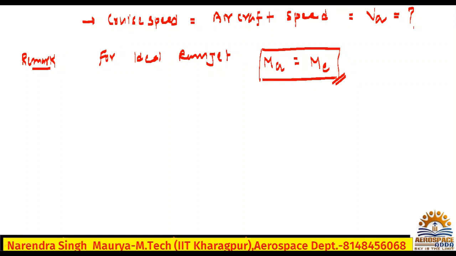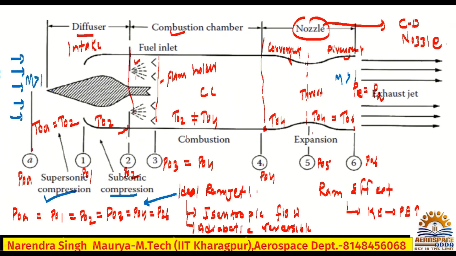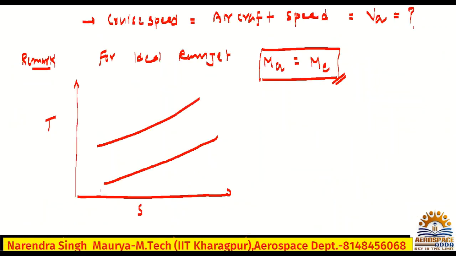Anyway, if you want to draw the TS plot for the previous, you can draw it. This is the TS plot for the ideal ramjet. So obviously it will follow the Brayton cycle. Brayton cycle means two constant pressure lines. Flow starts or enters at station A first, and the exit is at 6. So I will write this is A and this is 6.